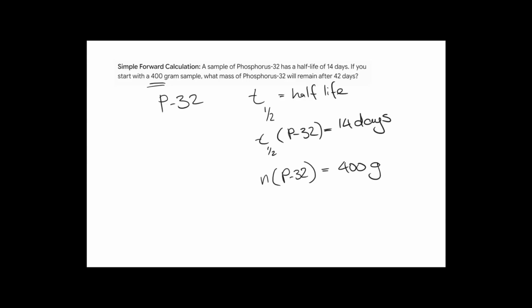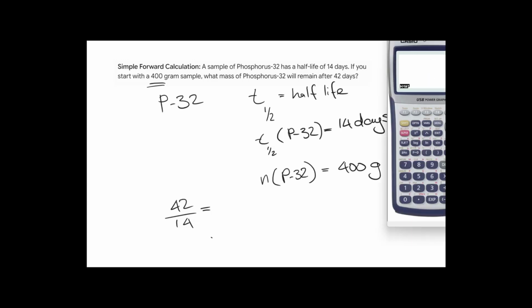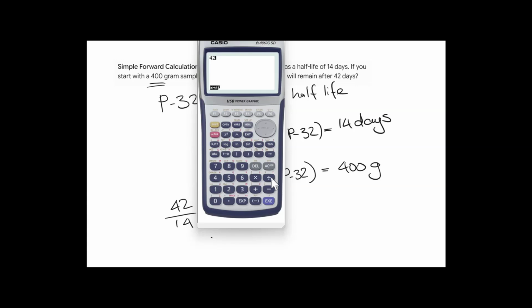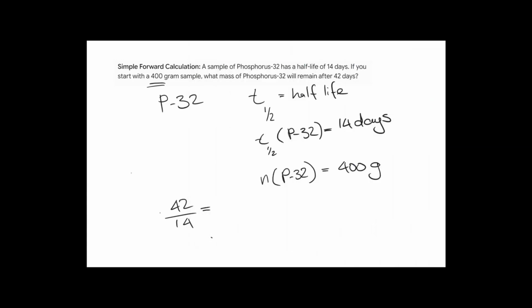So it's going to halve in mass every 14 days. Now there's a couple of ways of doing this. We could work out how many half-lives that is. 42 days divided by 14, it's going to be some number. Let me grab my calculator. So 42 divided by 14 is going to be 3 half-lives.